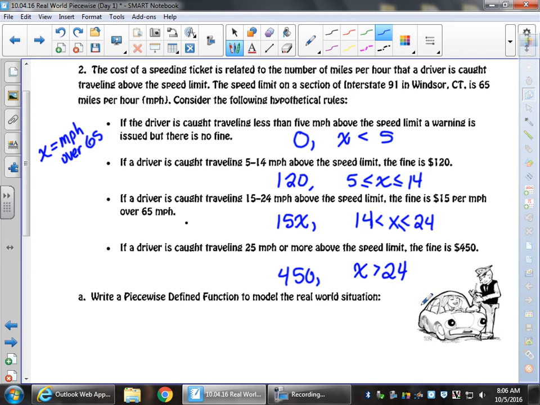So how many pieces do we now have to work with? Go ahead and start working on that graph. Take one piece at a time. Three of these should be quick because they're constant. Putting all your pieces together.